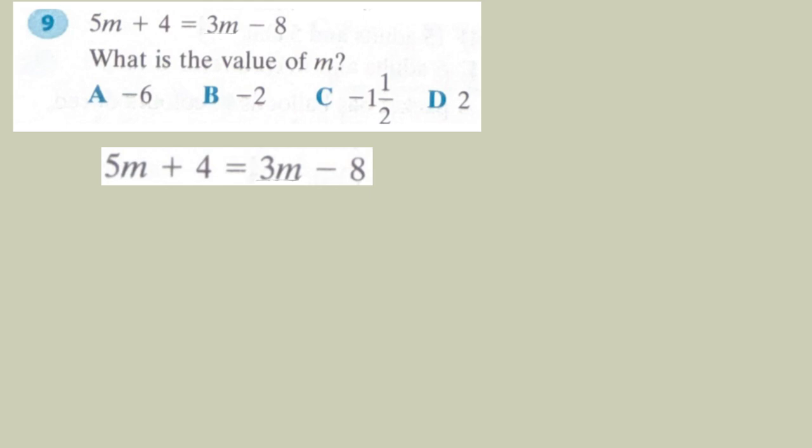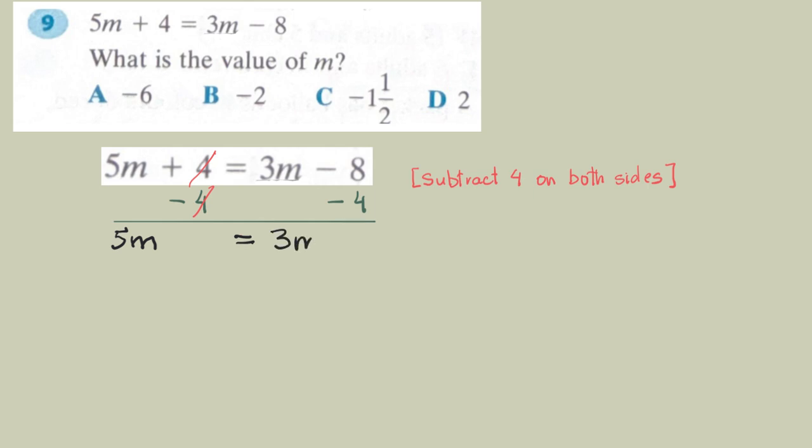And so we'll start by subtracting 4 on this side, and therefore we must also subtract 4 on this side. And when you do that, you're just left with the 5m. The 4's cancel out, and we have 3m, and -8 minus 4 means it's going to be -12.